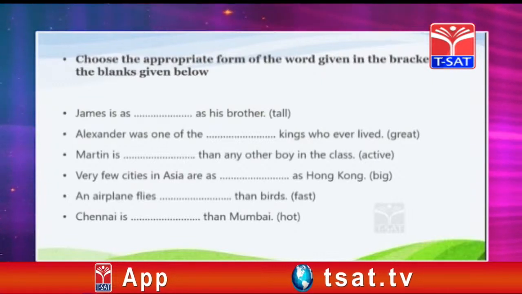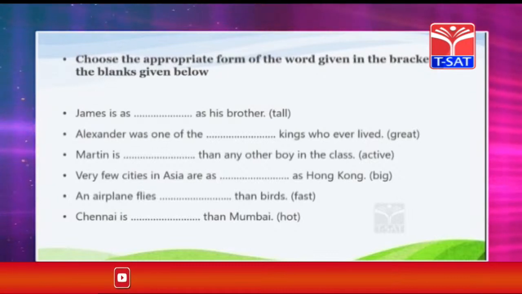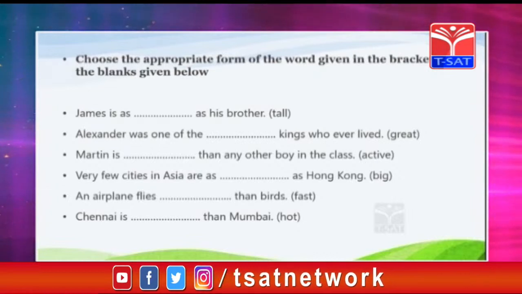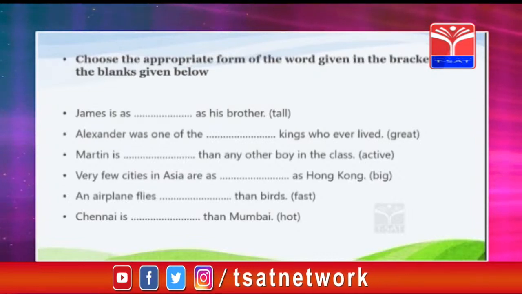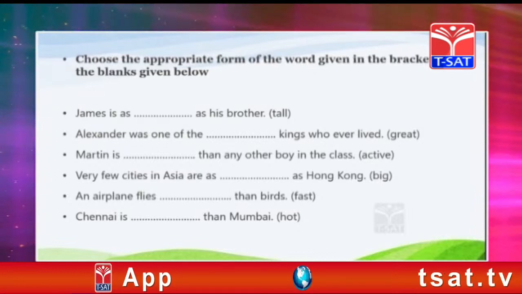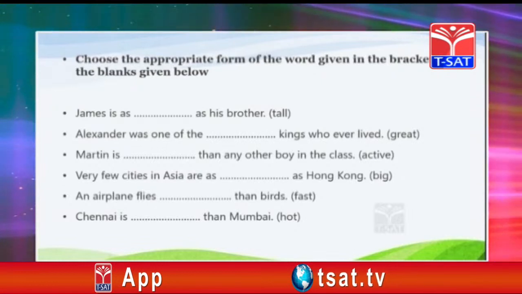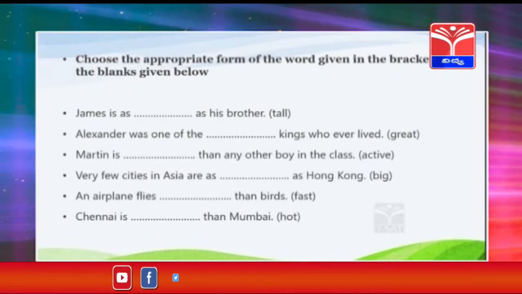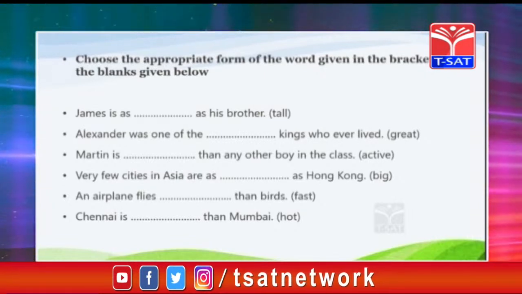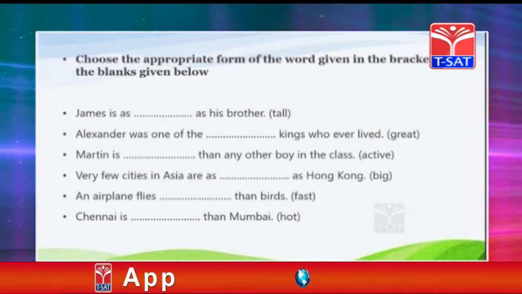Yes. The next one, Alexander was one of the dash kings who ever lived. In the bracket, the word is given as great. We have already come across these in our class, children. Yes, very nice. Martin is dash than any other boy in the class. The word given in the bracket is active. So, you have to write down the correct form of the word active in the blank.